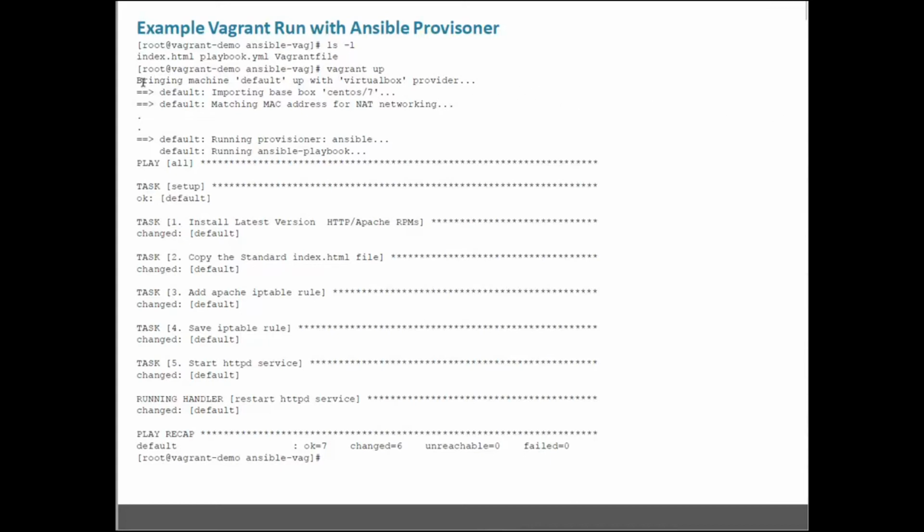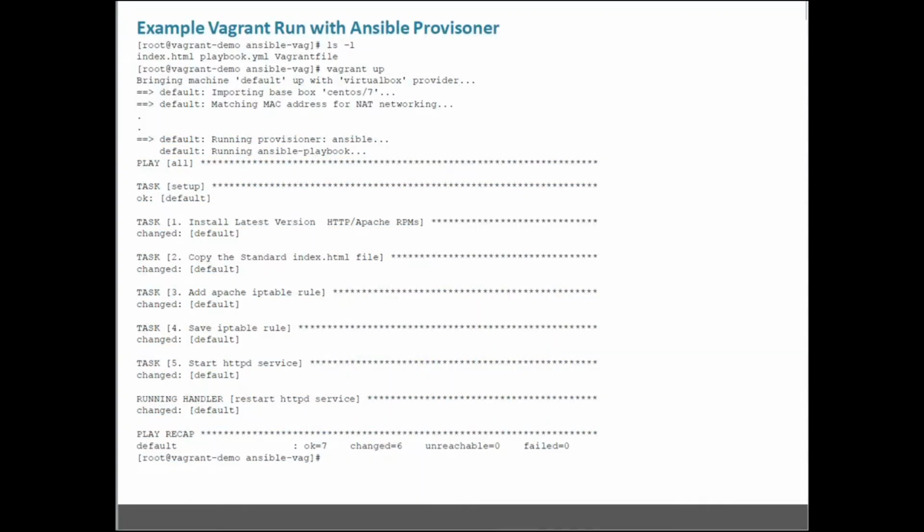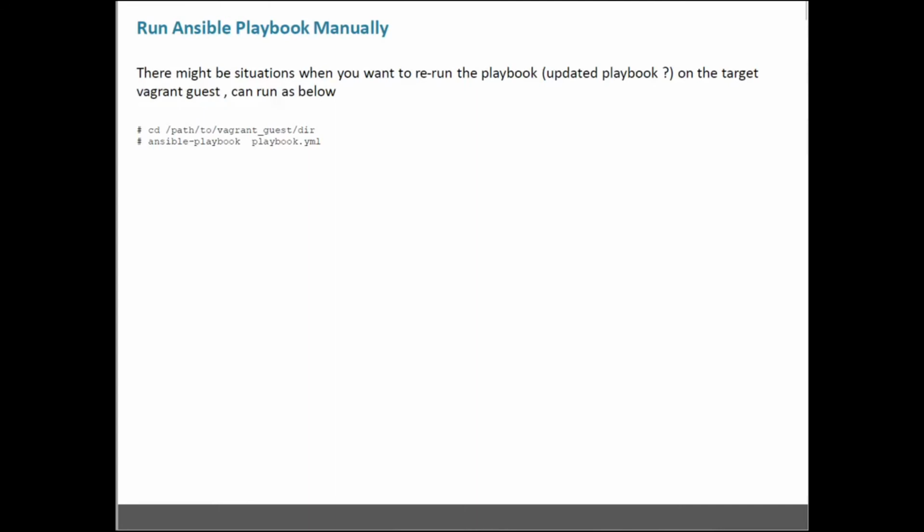Once you run vagrant up, it does the basic stuff. After that, at the end, it runs the provisioner. You can see here it is running the Ansible provisioner, and this is the playbook basically. You can see all these are playbook tasks. So whatever you define in your playbook, that will get executed. That's something which is very useful.